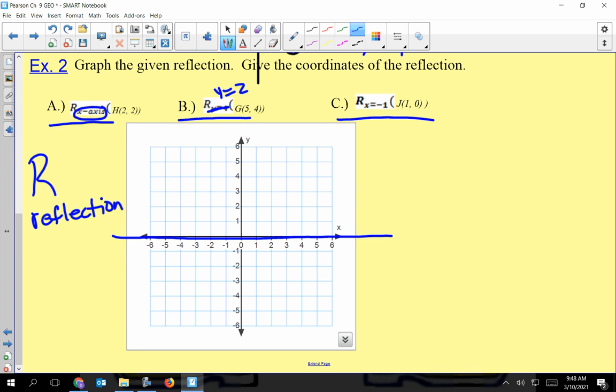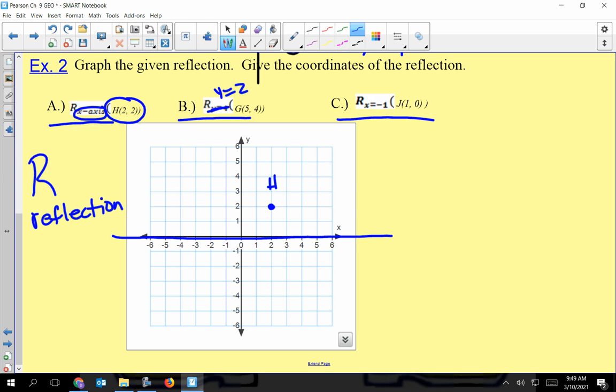All right. And I'm going to reflect a specific point. So they have to give me a point or a figure. It could be like a triangle or something like that. But I'm going to just reflect a point right now. Okay. So I'm going to plot that point 2, 2. We'll call it H. And I want to reflect it across the x-axis. Now, if you remember back in section 1, for these kinds of transformations, you have to keep distance and angles the same. You have to keep this a rigid motion.